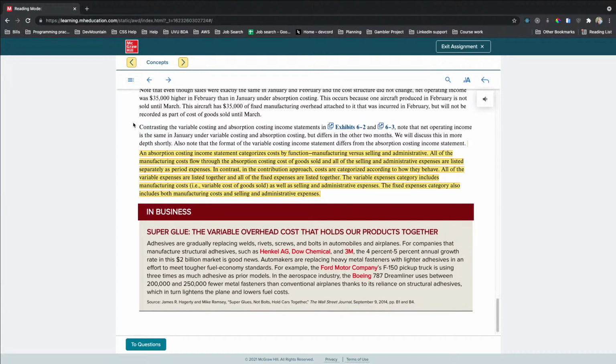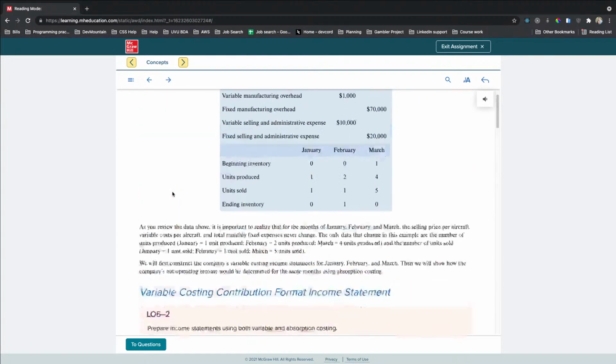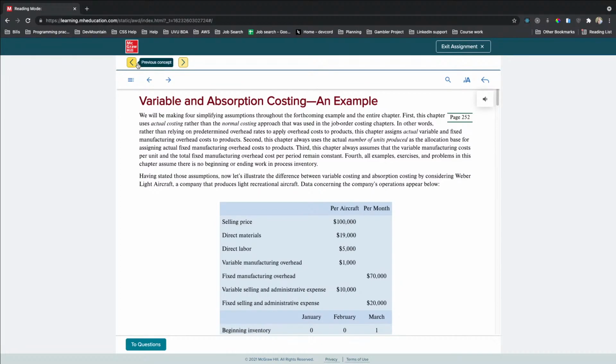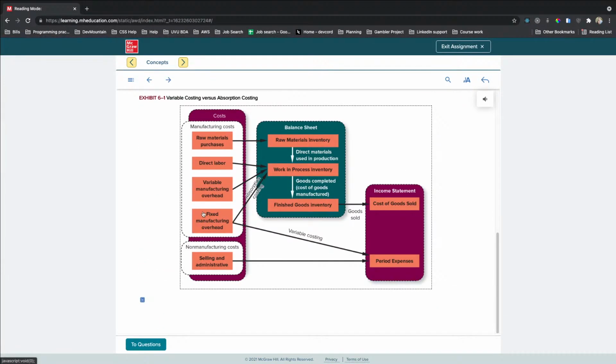That makes sense. So going back up to this example here. Oh, it's on the other page. Going back to the other page of this example. So the fixed manufacturing overhead goes right to period expenses in variable costing. But in absorption costing, it goes into work in process, so it's not going to get recorded until a sale is made. It's kind of hidden.